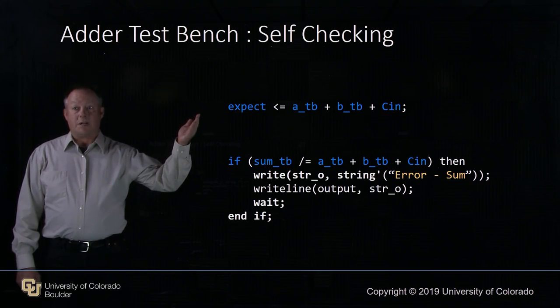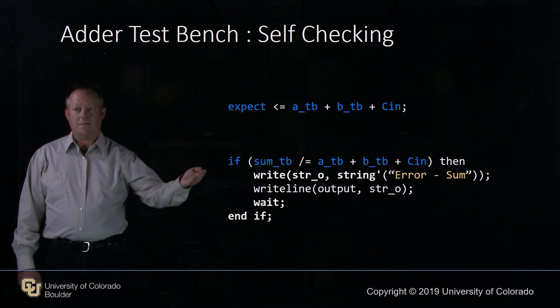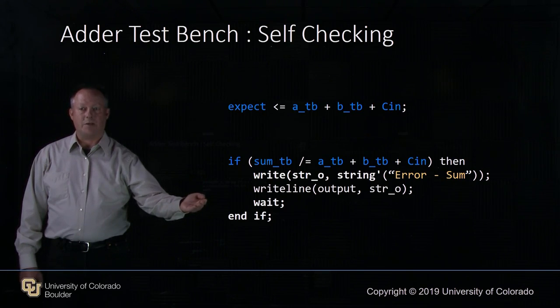And here's an example of a self-checking statement. So we've got our expected value of A plus B plus carry in. And now we're going to compare: if our sum does not equal A plus B plus carry in, then write a message to the screen, error in the sum, and write that string output to the screen.